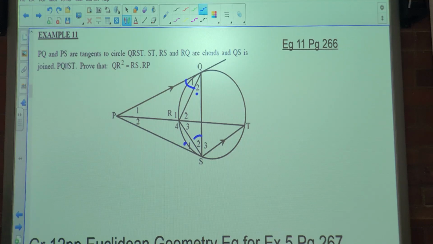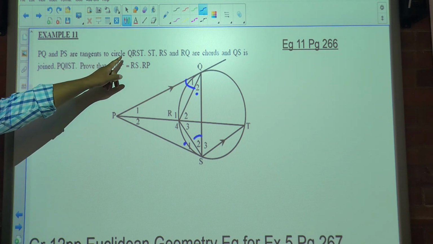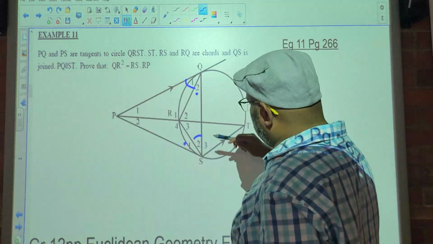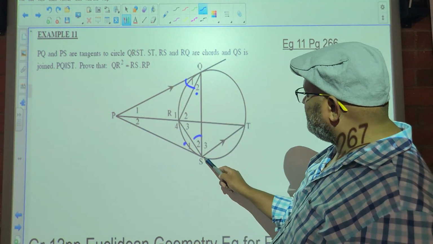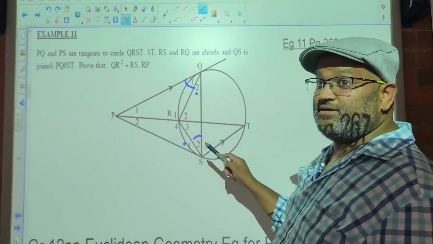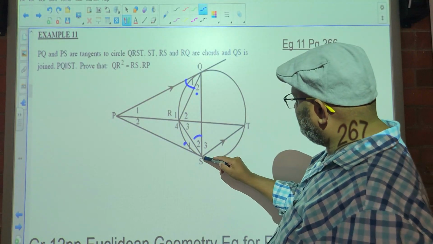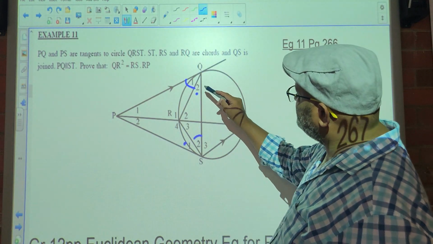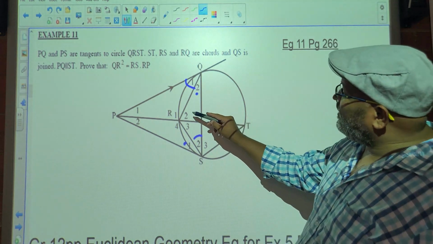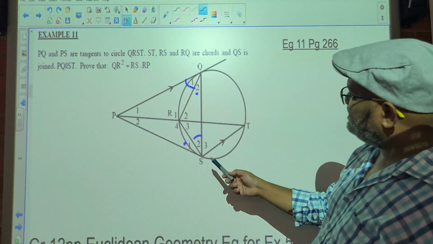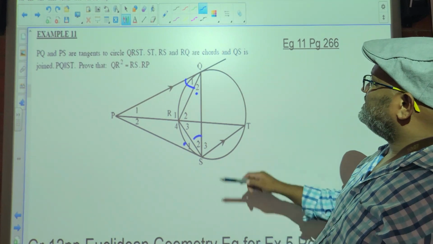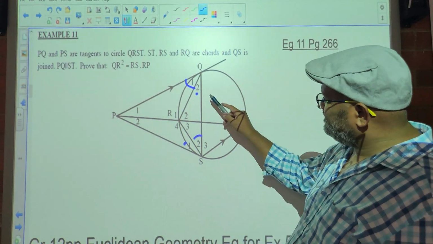Okay. This is the only time reading isn't boring, no? Alright, geometry. Now we are told that two circle QRST, QRST, okay? So that's in order. Then we are told that ST, RS and RQ are chords. QS is joined.